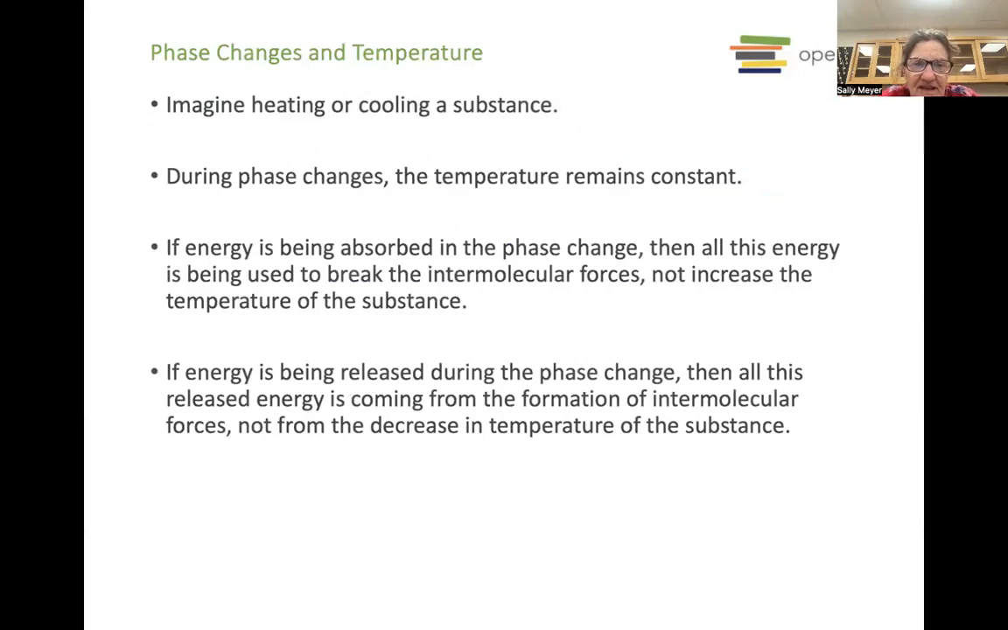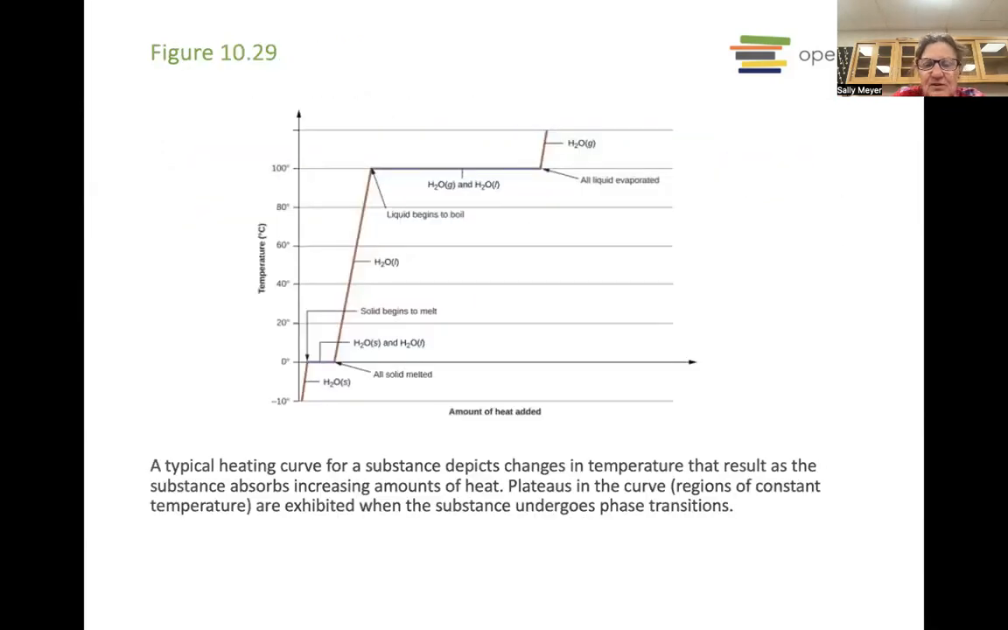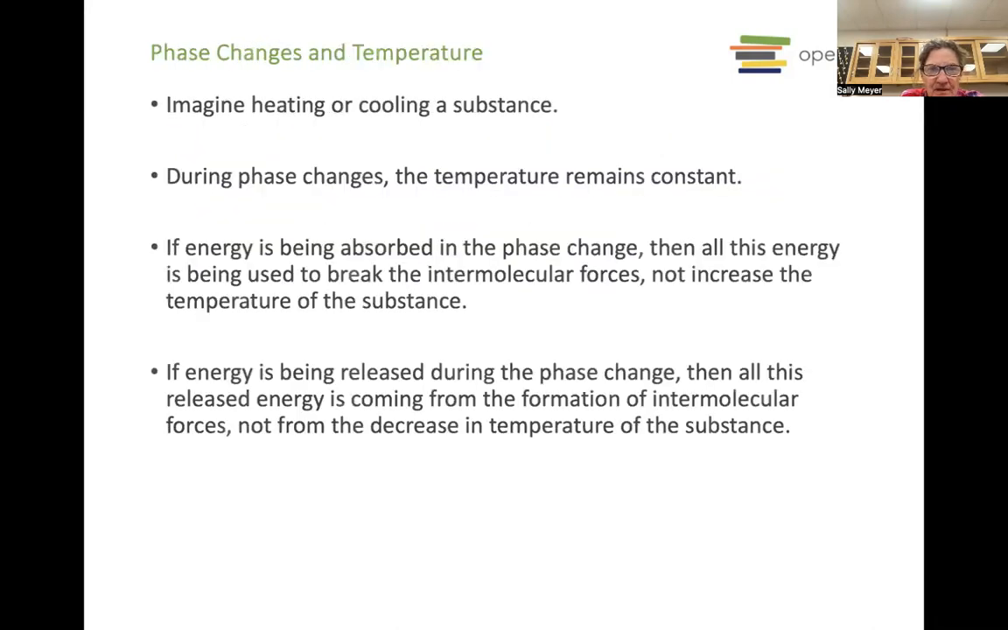So if we make heating and cooling curves, you could do it the opposite way. You could heat the water up until it's a gas, and then you could slowly cool it off. So it's the opposite of a heating curve, but you get the exact same information. So during phase changes, the temperature remains constant. So we learned that from a cooling curve.